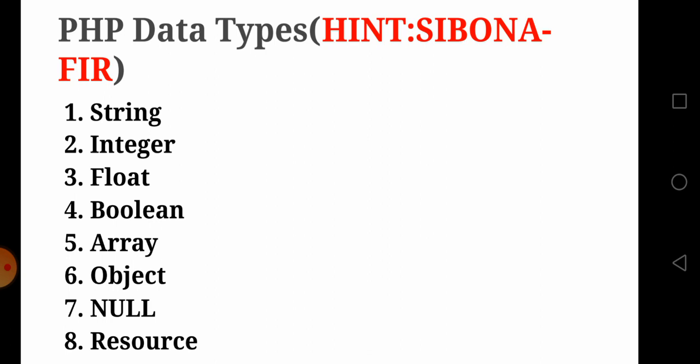Have you all understood, children? You can understand easily. You go through the first 8 headings and then you move to the hint, Sibona FIR. Okay, so the first heading is string.